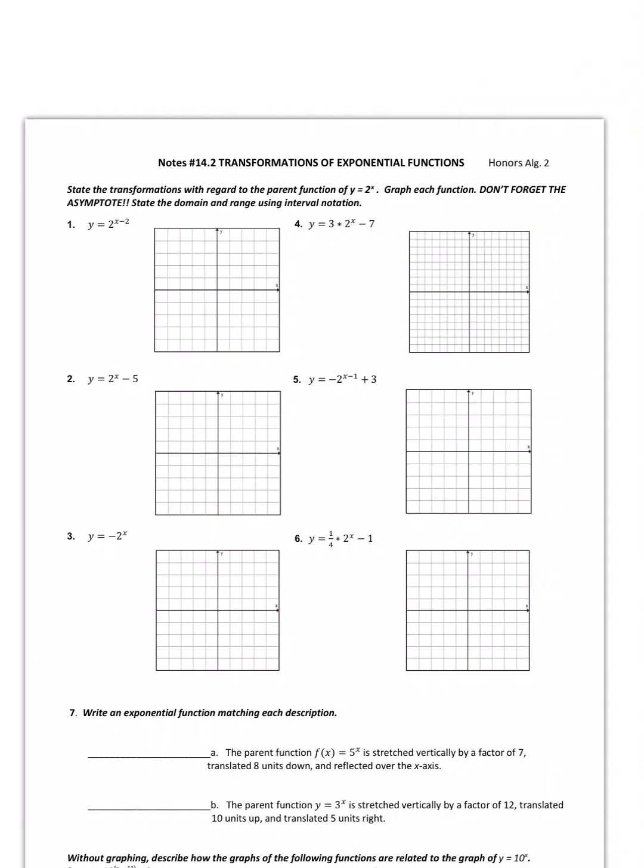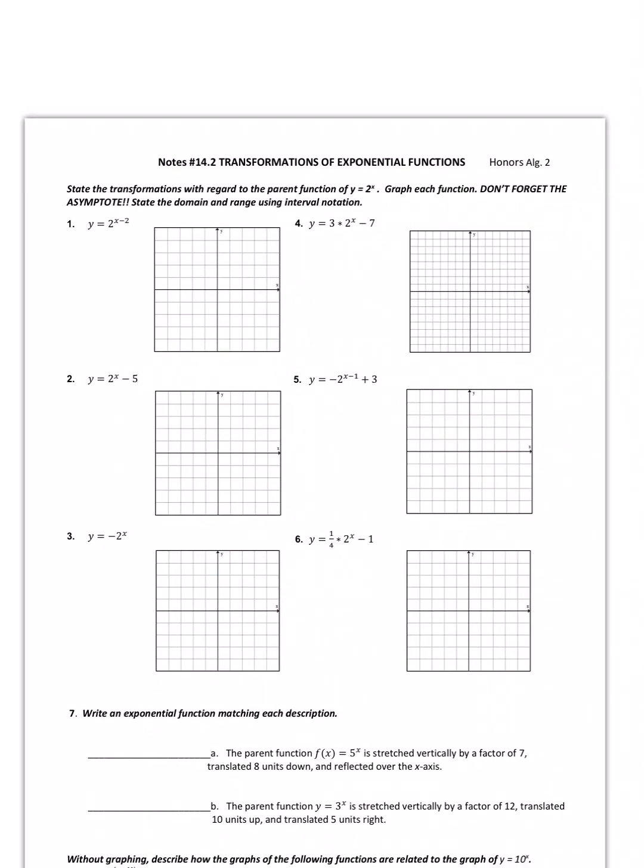All right, in today's lesson, we're going to just continue transforming exponential functions. So let's look at our instructions here. It says to state the transformations with regard to the parent function of y equals 2 to the x. Remember I told you we're going to use the base of 2 as our parent function. Now you may see other things in the future, but right now we're just going to graph with the base of 2. Then it says graph the function. So state the transformations, graph the function, don't forget the asymptote, and state the domain and range using interval notation. Remember, interval notation is the one with the parentheses and the infinities.